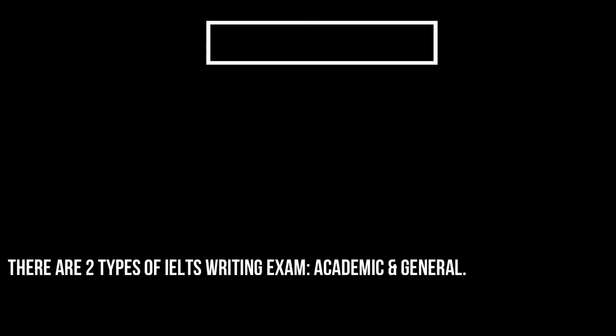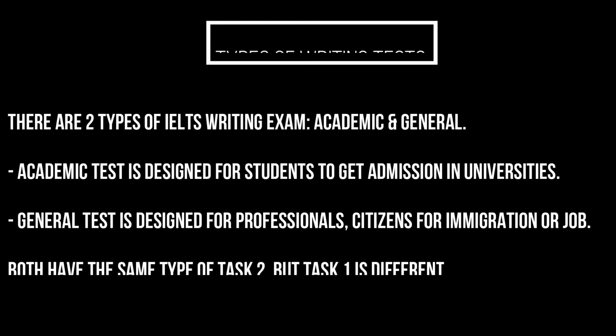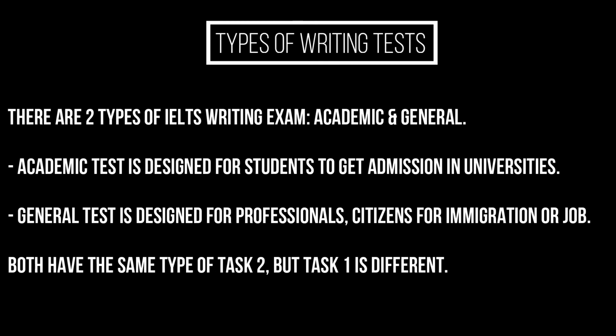There are two types of IELTS writing exams, the academic one and the general one. The Academic test is designed for students to get admission in universities, whereas the General test is designed for professionals and citizens to get a job and citizenship. Task 2 is the same for both, but Task 1 is different.